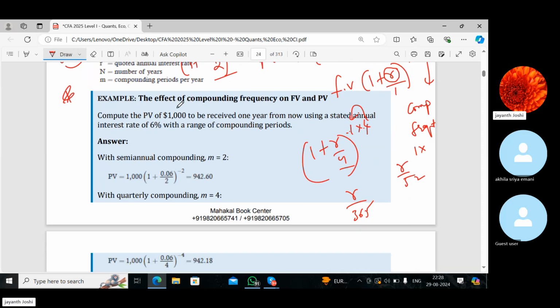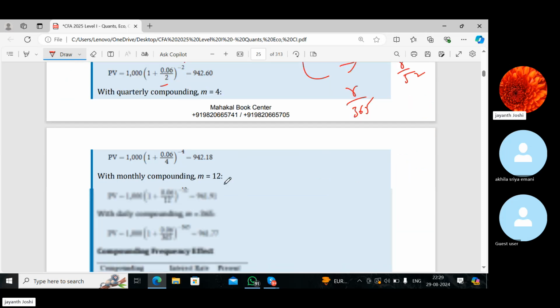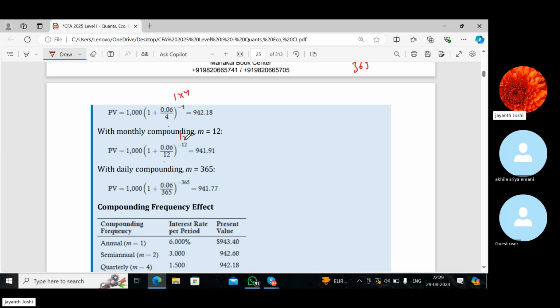Compute the present value of $1,000 which you are supposed to receive at the end of the first year, and the annual interest rate is 6%, with a range of compounding periods. Let's say you get the interest every 6 months, so the compounding period is 2. So you are making your rate half, whole power 1 year, right? 1 into 2, so 2. If it is quarterly, r by 4, whole power 1 into 4. If it is monthly, r by 12, whole power 1 into 12.